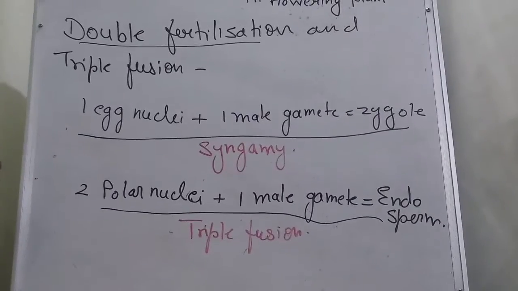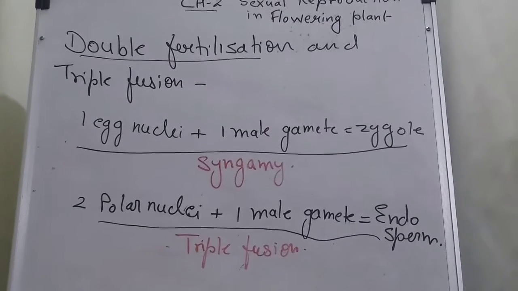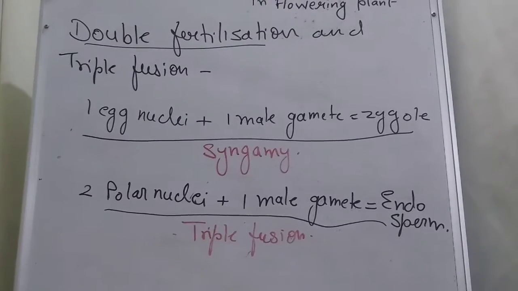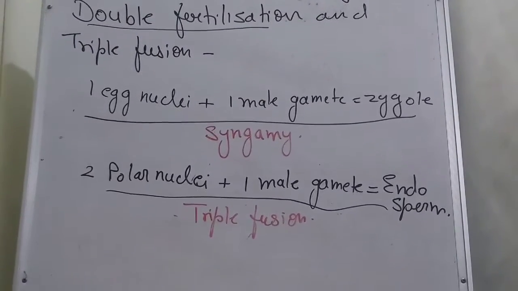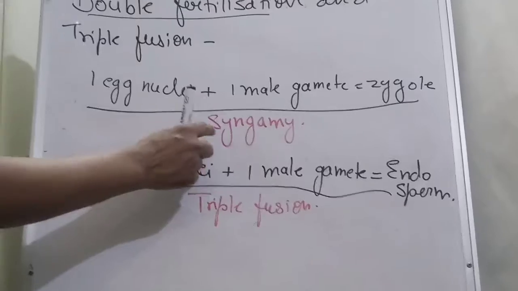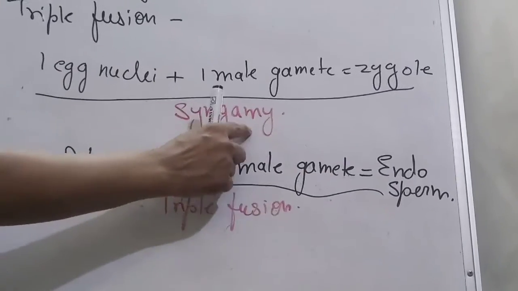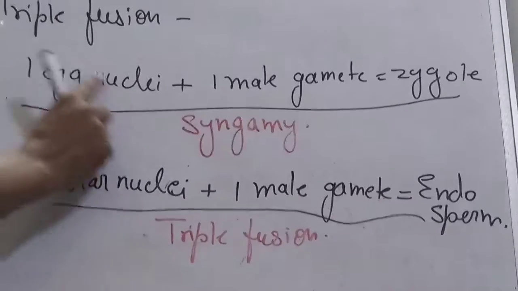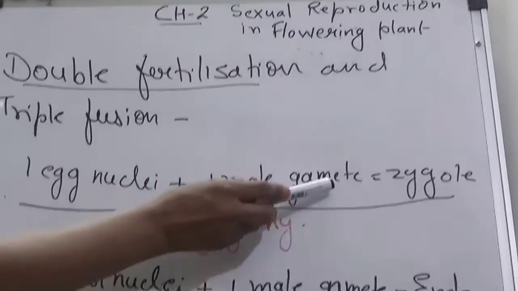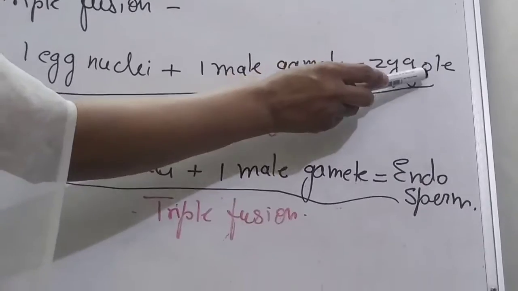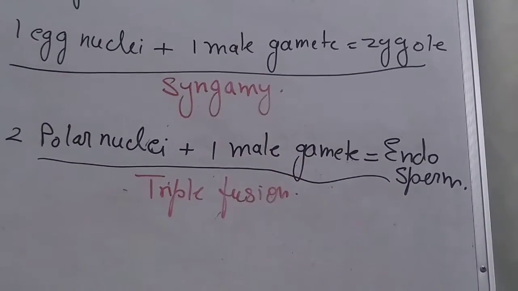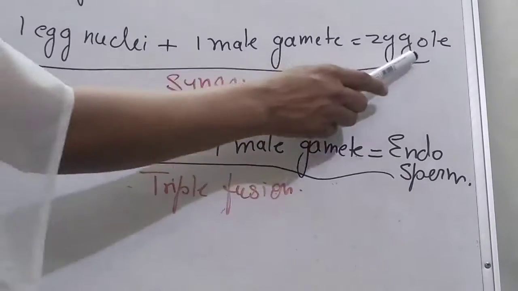In angiosperm double fertilization and triple fusion, you have to understand once more the meaning of syngamy. Syngamy, I think everyone knows about that. Syn means fusion, and gamy means the gamete. One egg nucleus and one male gamete fuse to form the zygote, which is the future of the ovule, and it produces the seed also.